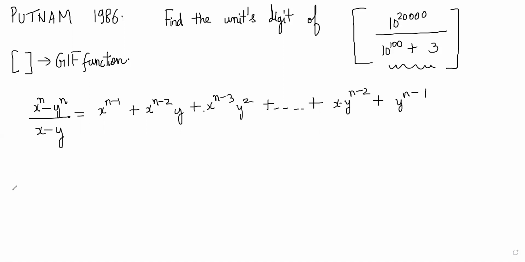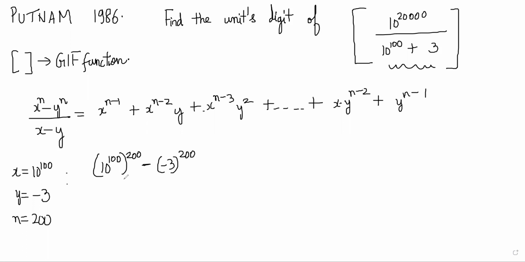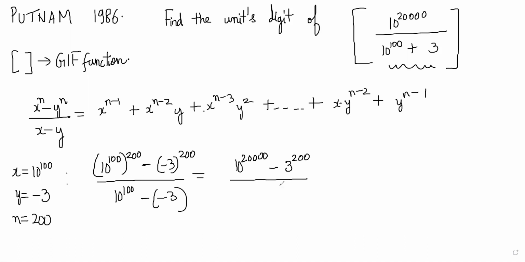Now, why am I doing this? Because I ultimately want to simplify this expression. So if I say x is equal to 10^100 and y is equal to minus 3, I can put that here and n is equal to 200 basically. Then I should get (10^100)^200 minus (minus 3)^200, divided by 10^100 minus minus 3. So I'm getting basically 10^20,000 minus 3^200 divided by 10^100 plus 3, right?